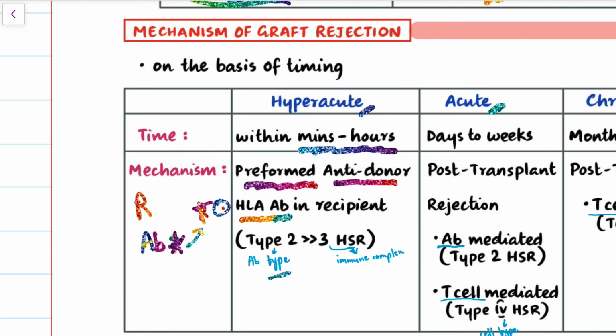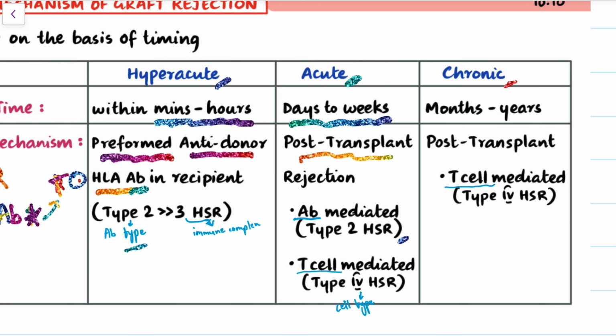Okay. The acute occurs within days and weeks. That is, the hyperacute occurs during transplantation itself, whereas the acute occurs after the transplantation. The acute can be mediated in two ways: by the type 2 hypersensitivity reaction and the type 4. Type 4 is the cell type, where T cells go and destroy the graft, or antibodies are created. Whereas the chronic, which takes months to years to cause transplant rejection, is also post-transplant, and it is mediated by the type 4 hypersensitivity reaction, that is, T cell mediated.